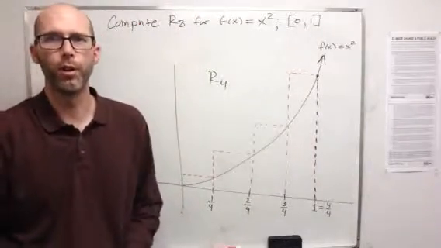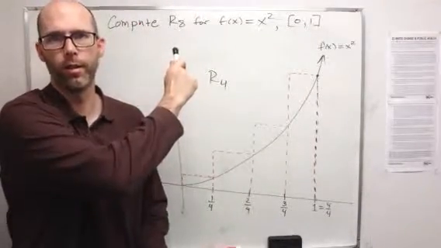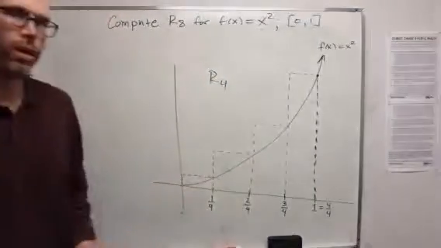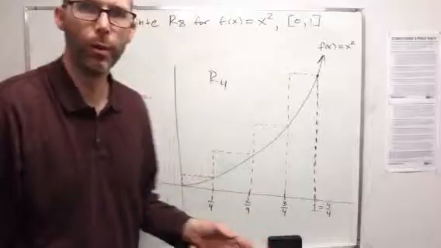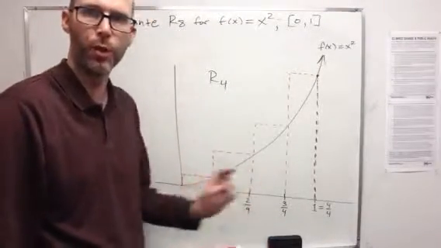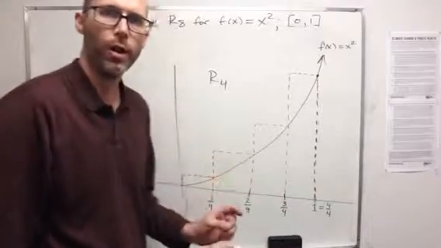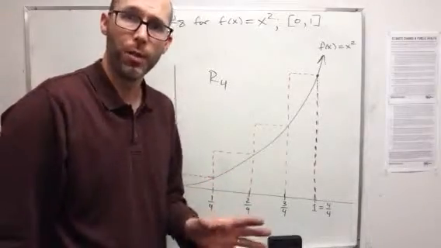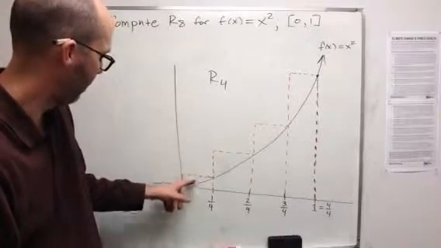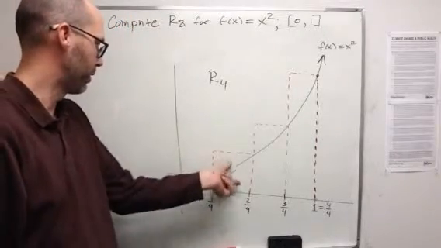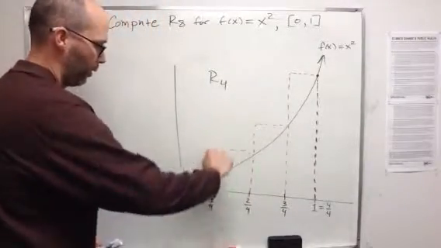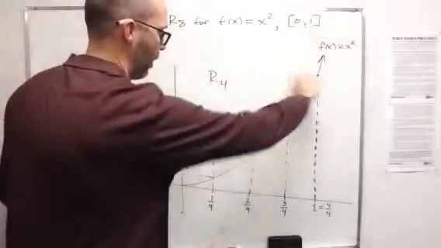Alright, so now we're going to compute R8 for f of x equals x squared over 0, 1. In the previous video, we computed R4, and this was the picture that we drew. Remember, R4 was the approximation with 4 rectangles. We added the area of this rectangle plus this one plus this one plus this one. So the whole red rectangle, whole red, whole red, whole red.